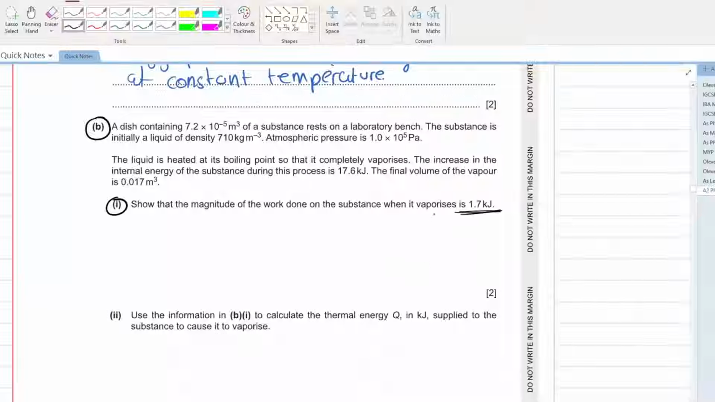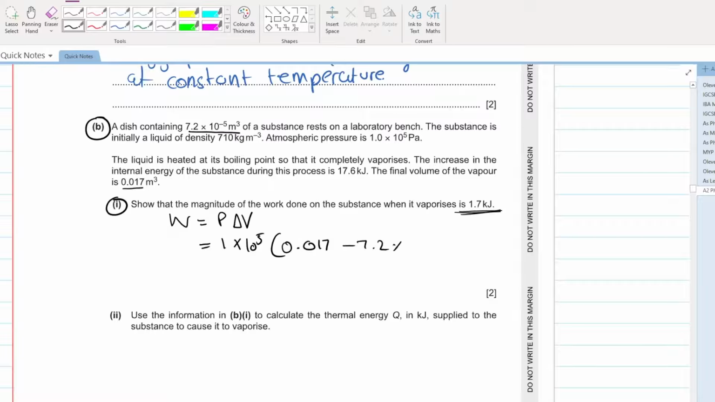But work done is what? Work done is pressure into change in volume. What is the value of pressure? 1 into 10 raised to the power of 5. How can I calculate the change in volume? My final volume is 0.017. My initial volume is what? Minus 7.2 into 10 raised to the power of minus 5.